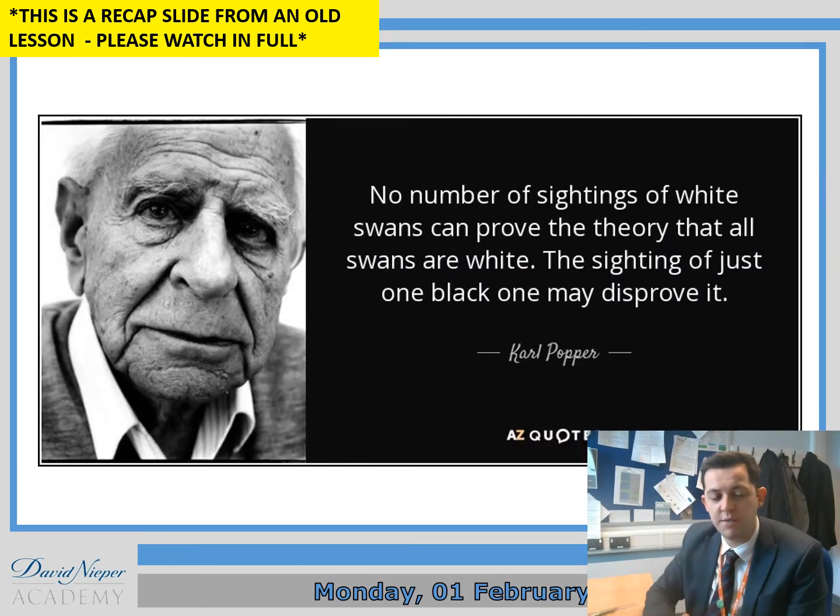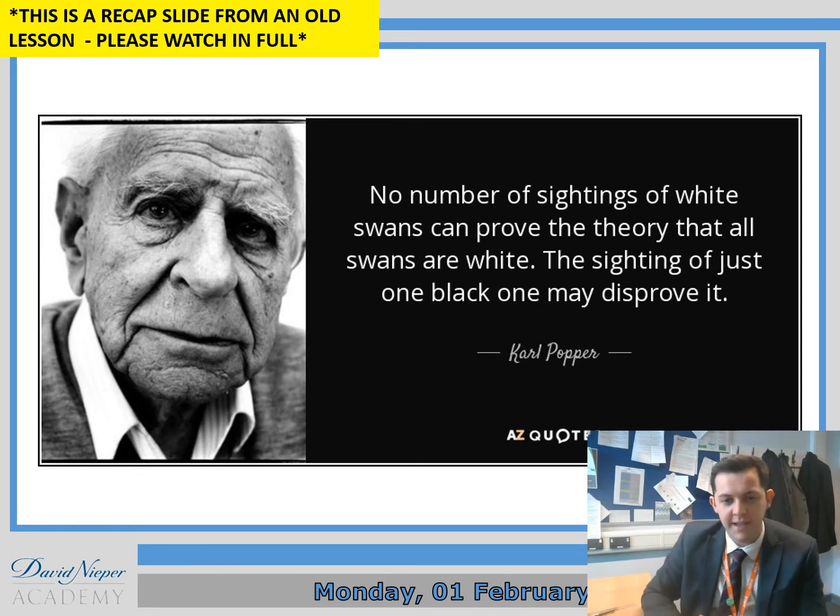Now, I would argue that actually, no, we can't say for certain that law is true. You know, just because a person who has only seen white swans all of their life, that's not enough to then say, well, all swans must be white. It might just be that we haven't seen a black swan yet. As Karl Popper puts in this quote here, no number of sightings of white swans can prove the theory that all swans are white. The sighting of just one black swan may disprove it.